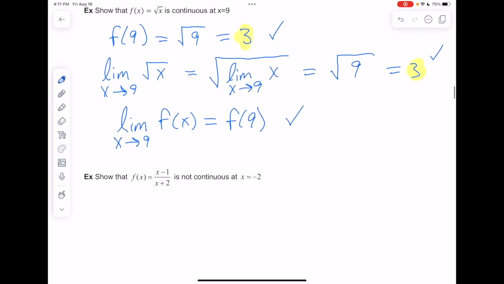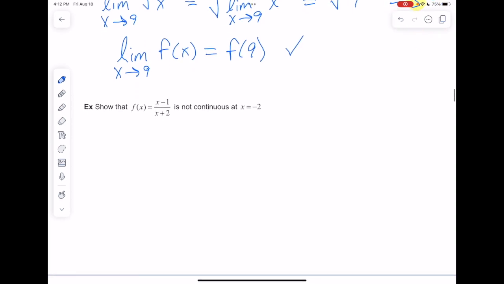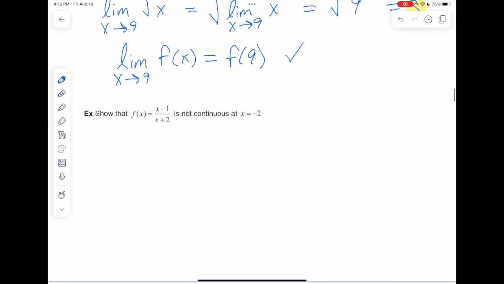All right, now let's look at something that they're saying has a discontinuity and see where in the three steps it falls down. Show that f of x equal to x minus 1 over x plus 2 is not continuous at x equals negative 2. So let's just try and show that it is and see where it fails. The first thing we would do is try and find f of negative 2 and see if that's defined or not. So what is f of negative 2?